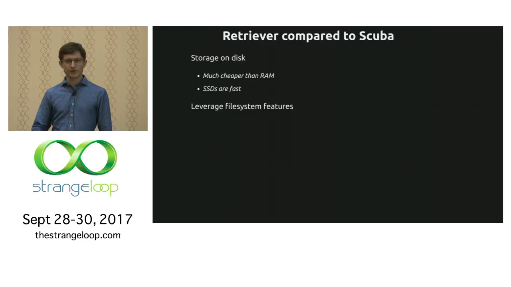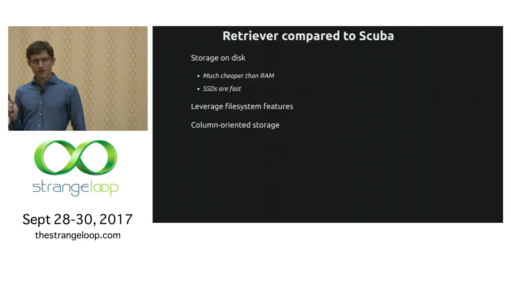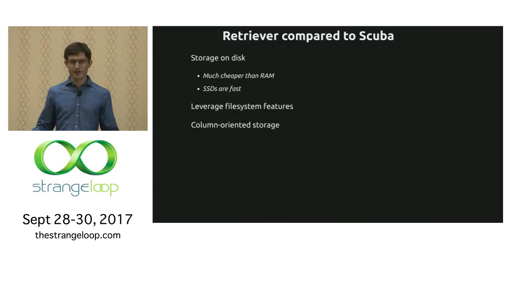Because we're storing data on disk, that means we can also depend on the file system for a lot of the semantics that we need from our data store. And that's pretty useful. It means we can do something called column-oriented storage, which some of you may be familiar with already. I'll be doing a recap of that later. For you, it'll be more of a recap, but I want to make sure everyone's on the same page about that.